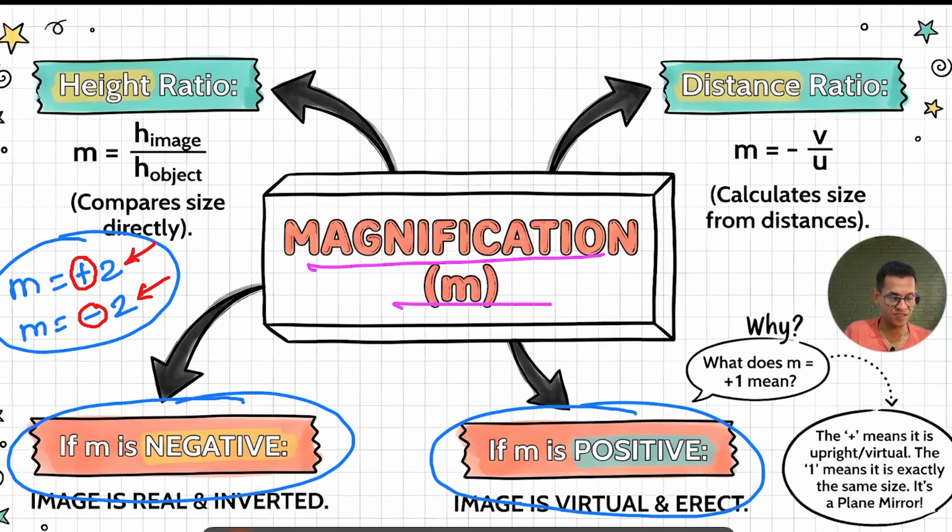Now in both the cases here, the value is greater than 1, which is 2, so this particular value is telling me that the image is 2 times larger than the object. But in the first case, it is 2 times larger and virtual and erect. In the second case, it is 2 times larger and a real and inverted image. So any magnification value, you are going to look at in two parts. We can take one more example.